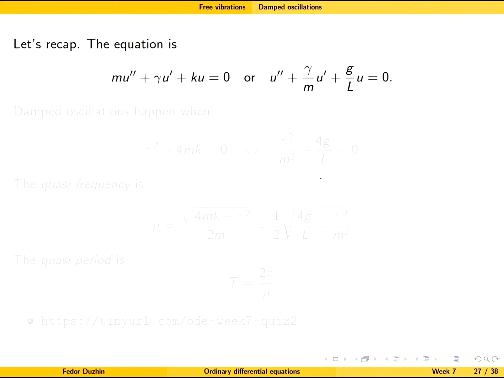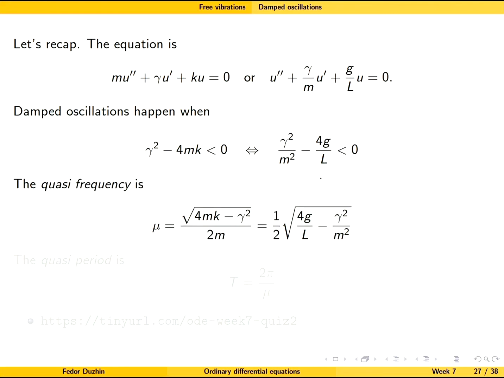Alright, so here is our equation. Damped oscillations happen when the discriminant is negative, and then the quasi-frequency, which appears inside the cosine and sine functions, comes from the discriminant. The quasi-period is going to be the reciprocal of the quasi-frequency, so it's just 2 pi divided by the quasi-frequency.